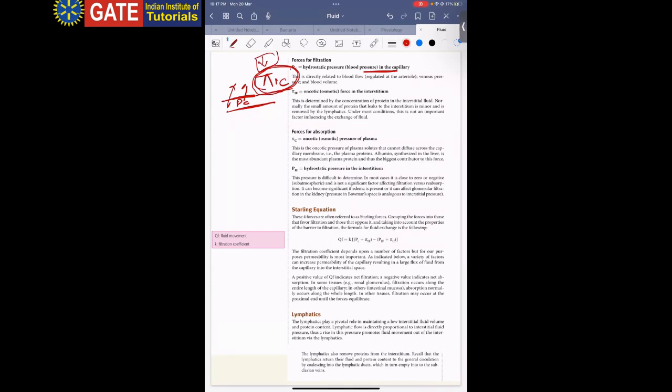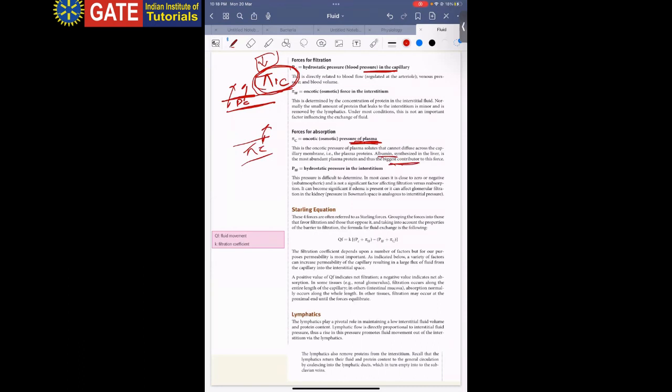Then what are the forces of the absorption? First one is the oncotic pressure of the plasma, which is present here inside. This oncotic pressure is due to the solutes present in the plasma, and these solutes cannot move across the capillary membrane into the interstitium, like the plasma proteins. The most important one here is albumin. It's the biggest contributor to this oncotic pressure of the plasma.